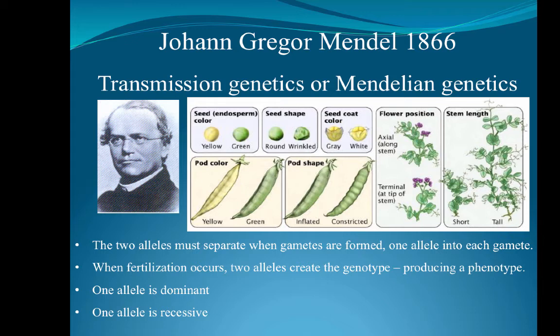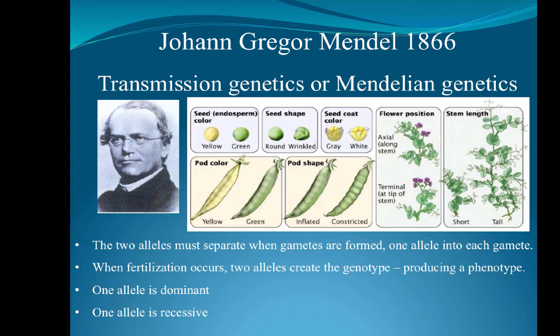So the experiments that he carried out were on peas, and he specifically studied a couple of different traits. He studied the color of the seeds, the shape of the seeds, whether they were round or wrinkled, the coat color of the seeds, whether it was a gray coat color or a white coat color, the pod color, the shape of the pod, and then the flower, both the position and the stem length as well. So he was looking at 7 different phenotypes or 7 different traits and was really making conclusions about how the genetics determined these different phenotypes.